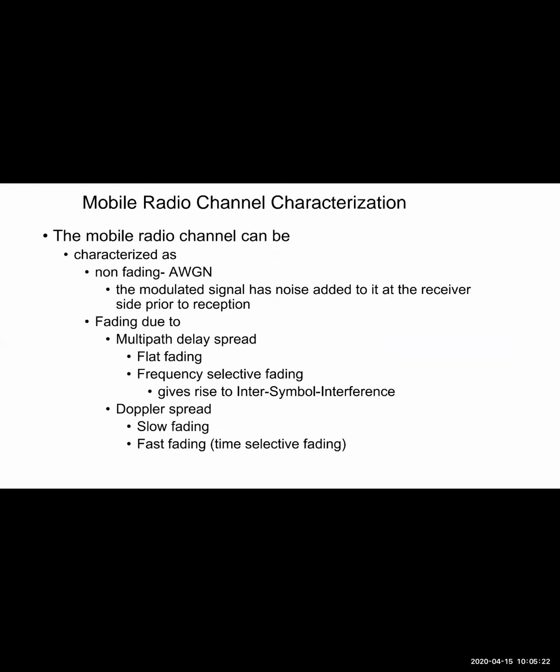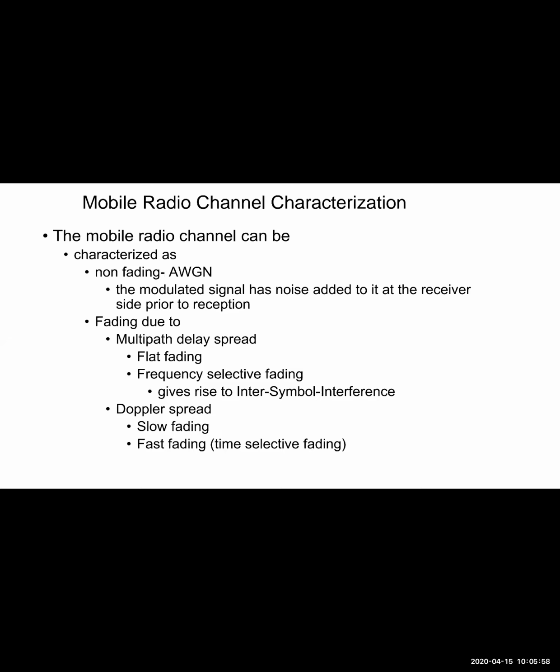We characterize the channel. We have the following: additive white Gaussian noise. Why do we call it non-fading? We'll see again ahead, but the meaning is that the signal during transmission from the transmitter through the channel is assumed not to be affected. The effect on the signal is only at the receiver side, where noise is added to the signal. We'll see a model of this as we move on. That is what we call additive white Gaussian noise.